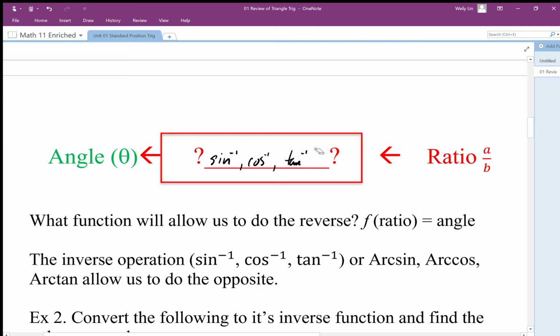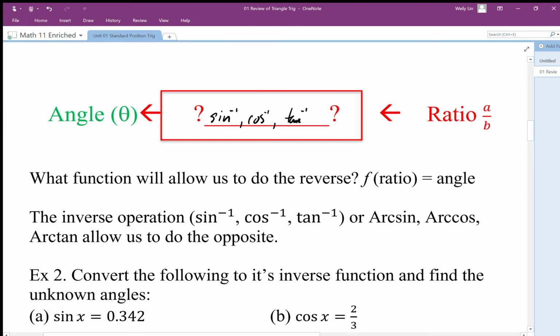Depending on which ratio you start with, you use one of these inverse functions. So basically, these inverse functions allow us to start with a ratio and go back to an angle. So if I input the ratio, my output is the angle. And these inverse operations we call arc sine, arc cos, arc tan. They do the opposite of sine, cos, and tan.